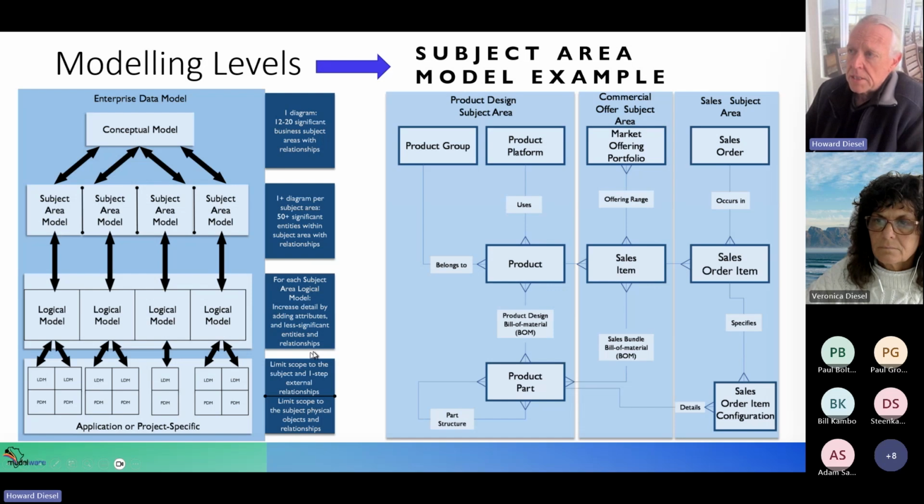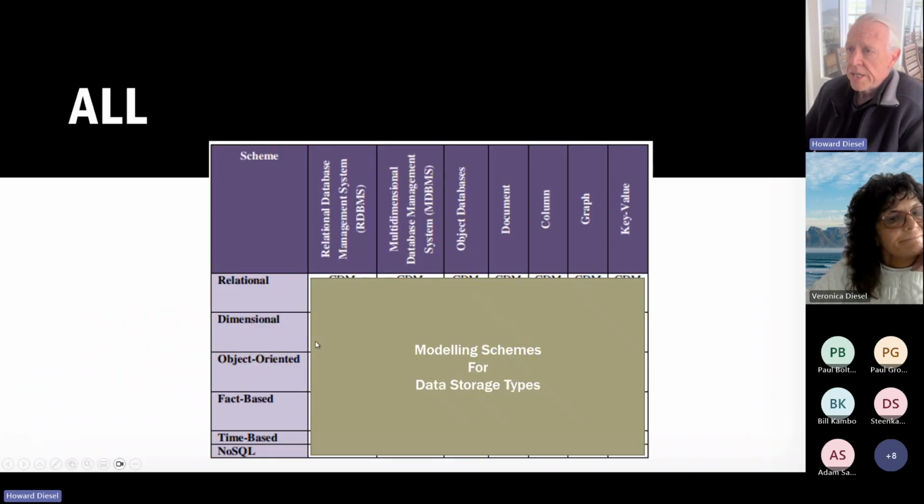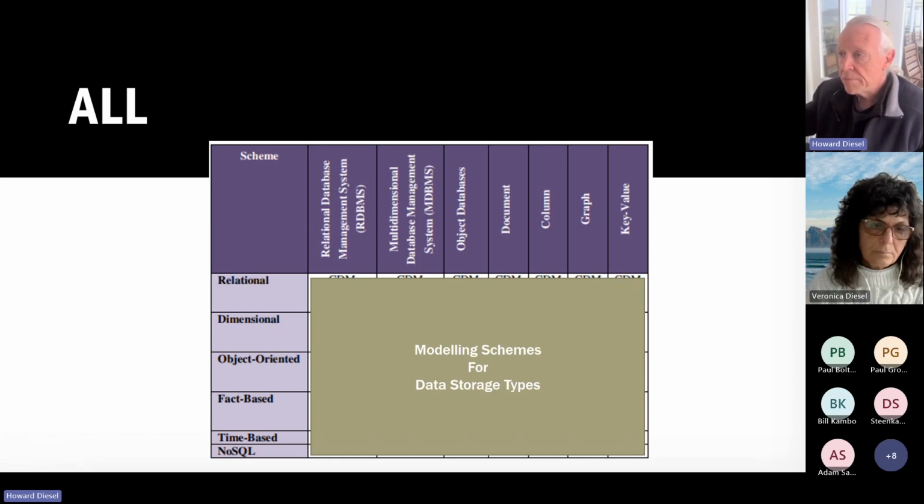All right, the last thing I wanted to show you in this one is the situation where we have data modeling schemes: relational, dimensional, object-oriented, fact-based, time-based, and NoSQL, and they relate to areas in data storage. So if our target database, and we also have to choose that, is, for example, a relational database, well, then it's no use.